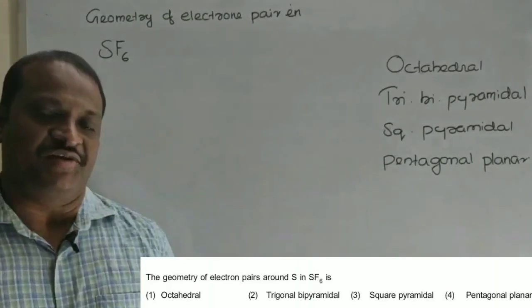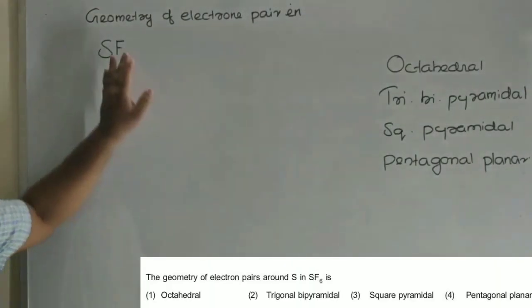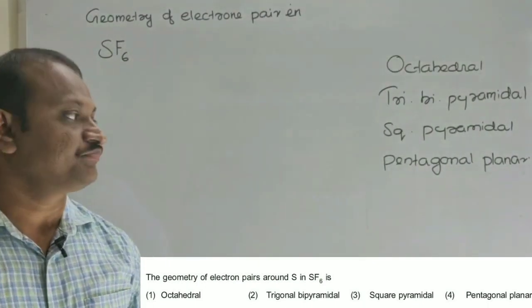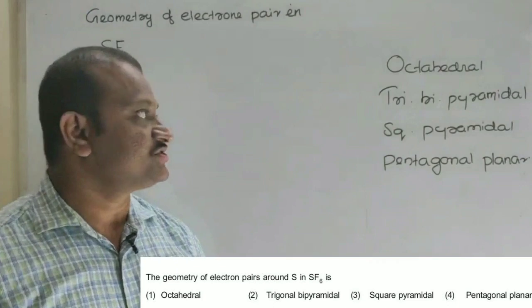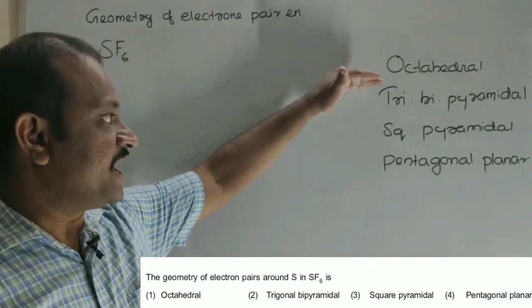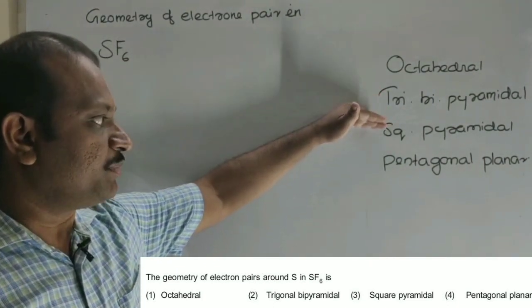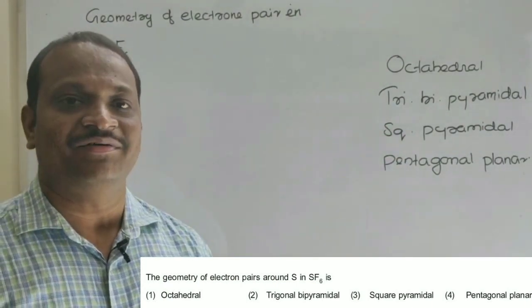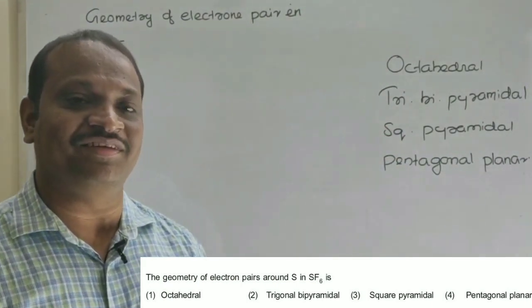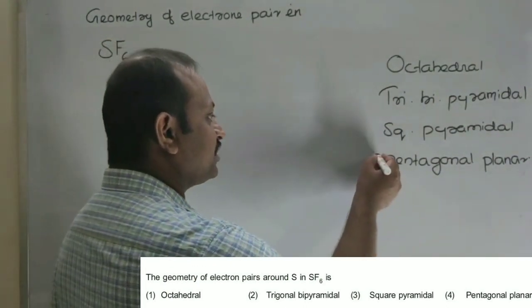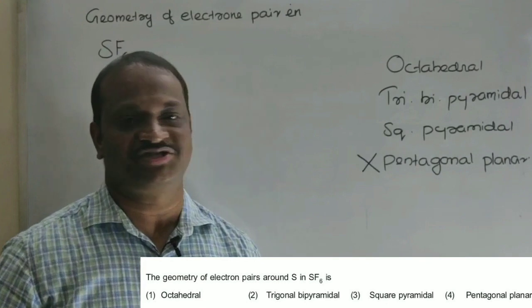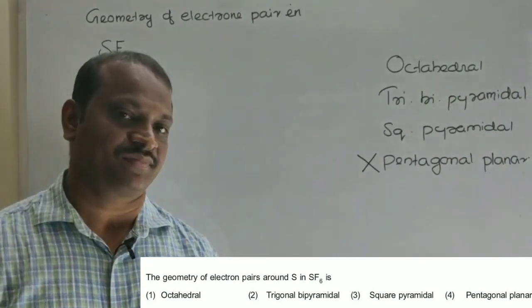In the next question, what we are talking about is the geometry of electron pairs in SF6. And they have given the options: octahedral, trigonal bipyramidal, square pyramidal, and pentagonal planar. Anyway, first of all, by knowing VSEPR theory, we'll eliminate the option pentagonal planar because we have not studied such a structure.